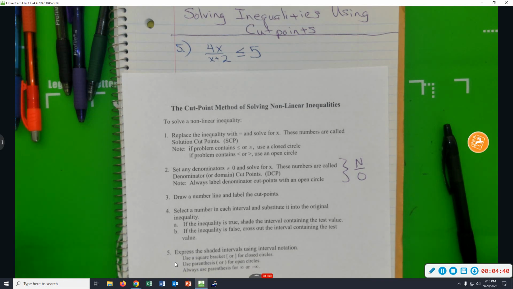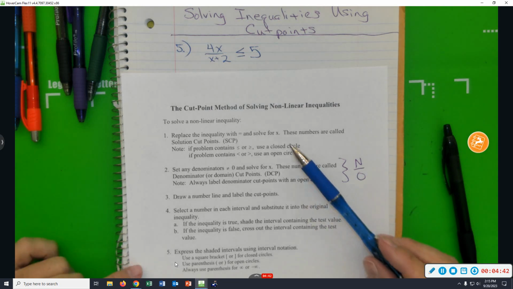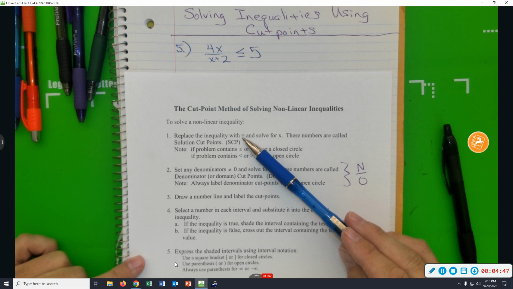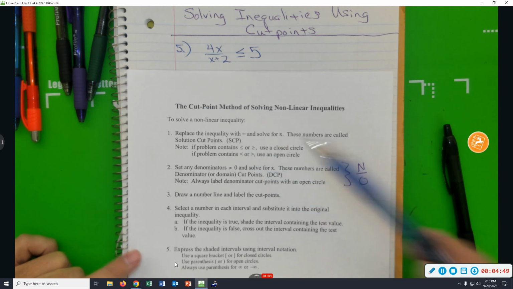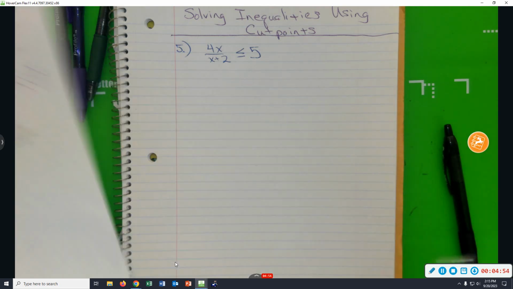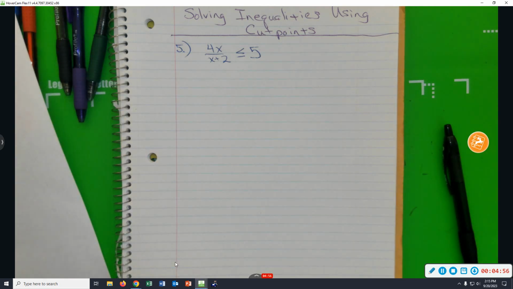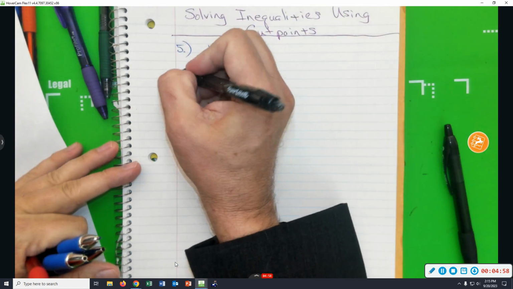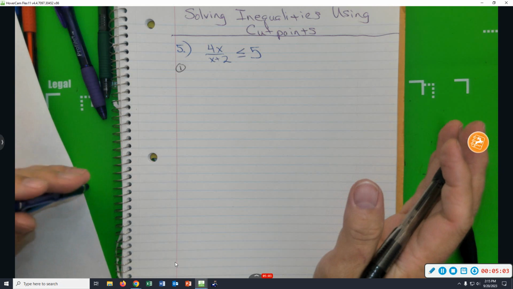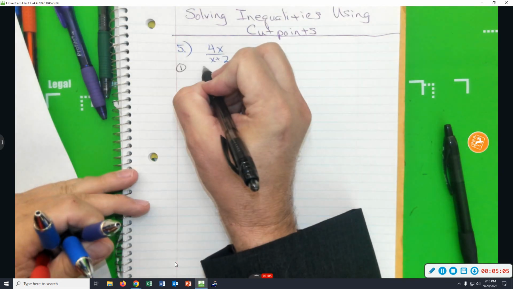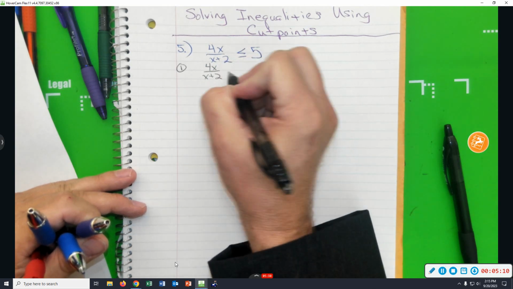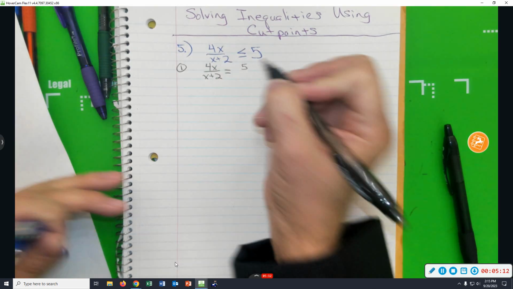The first thing you do, you ask yourself, when is the left side equal to the right side? Replace the inequality with an equal to and solve for x. We know how to solve an equation of this form. So this is step number 1. Since this is the first example that we're doing of using cut points, I'm going to number the steps. First thing you ask yourself, 4x divided by x plus 2, when does it equal 5?